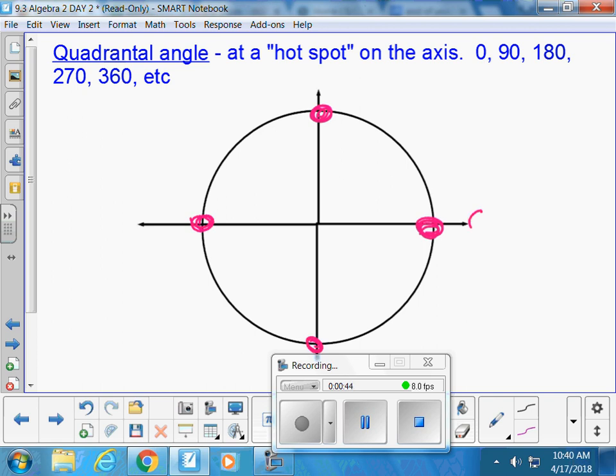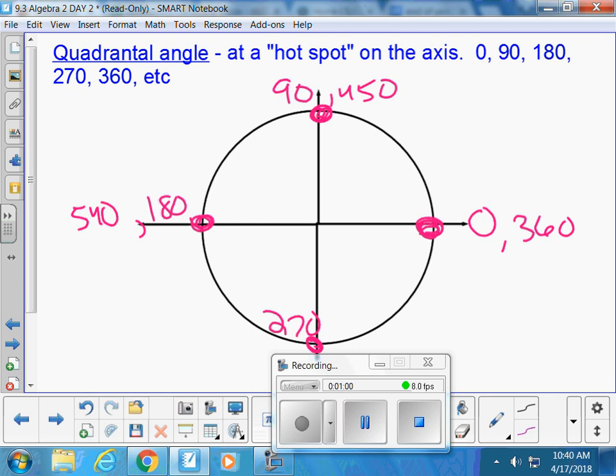But it would basically be 0, 90, 180, 270, 360, and I could continue spinning. What comes next after 360? 450. What comes next after 450? 540, and I could go all day long. All those guys would be quadrantal angles. Okay? So if you ever see that word now, you know.